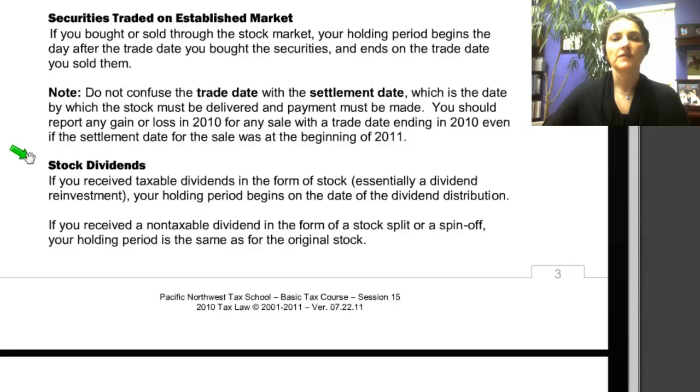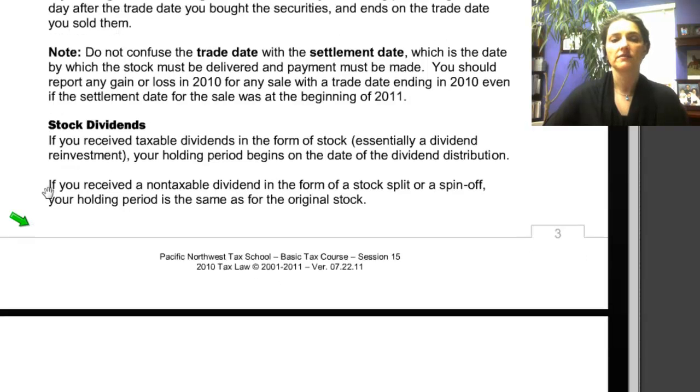Stock dividends. If you receive taxable dividends in the form of stock, essentially a dividend reinvestment, your holding period begins on the date of the dividend distribution. If you received a non-taxable dividend in the form of a stock split or a spin-off, your holding period is the same as for the original stock.